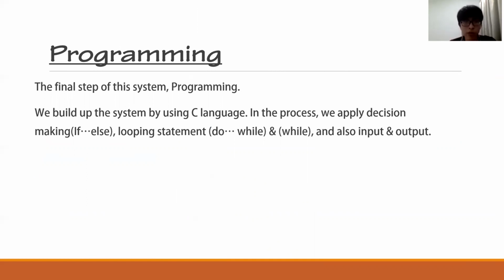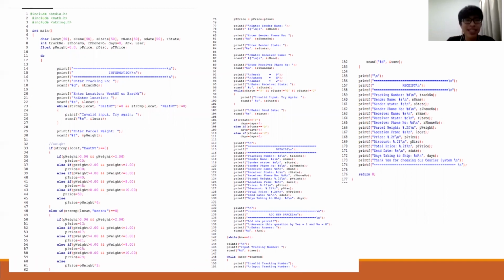In this programming, we just use C language for building the program, and we use Code::Blocks as the application for this system. We also apply decision making, looping, and input/output for this system. This system programming is by me and my friend; all of us think about and write the code together.